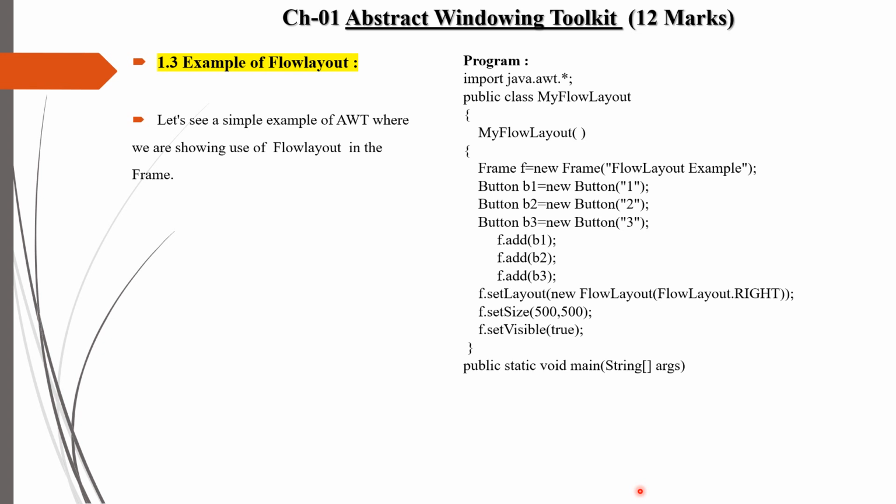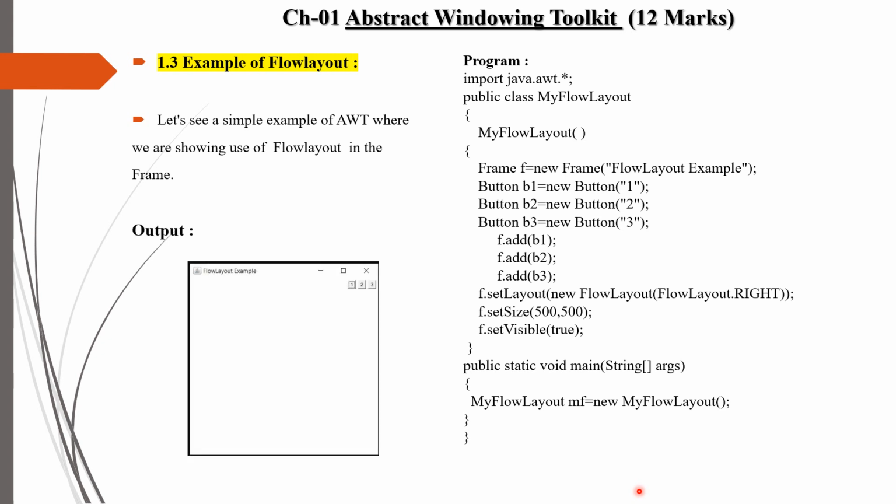Next we define the main method, public static void main(String[] args), and inside the main method we create the object of our class, that is MyFlowLayout. mf is equal to new MyFlowLayout. mf is the object of the MyFlowLayout class.